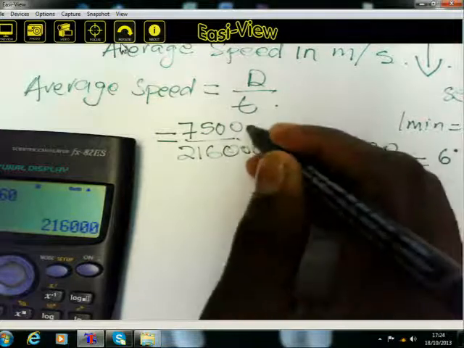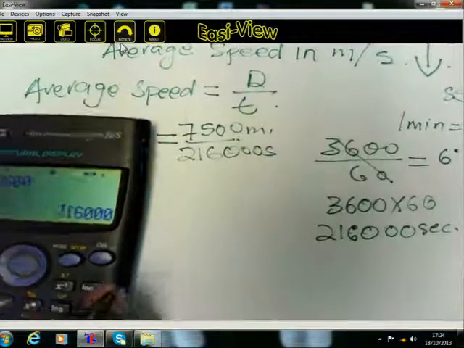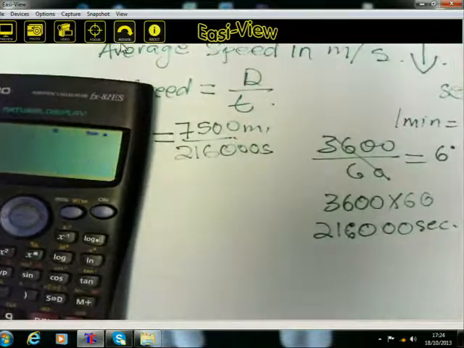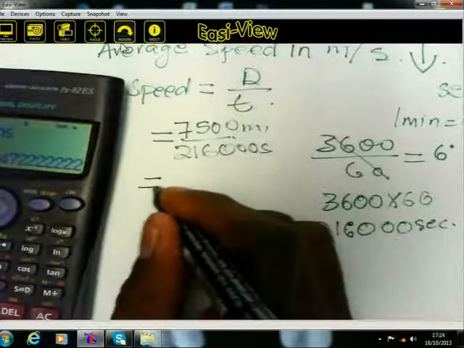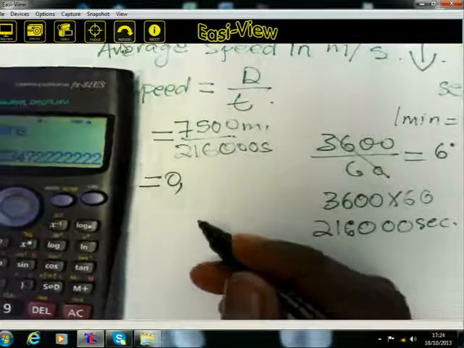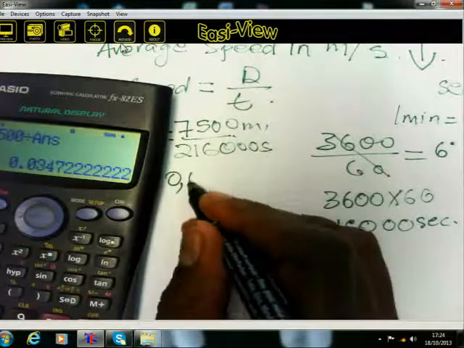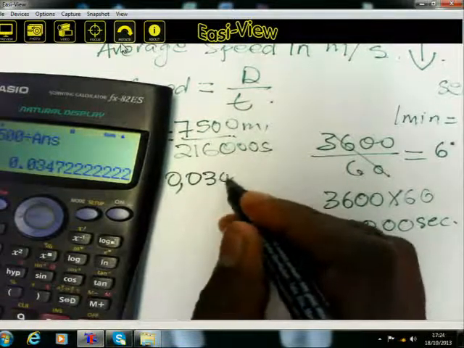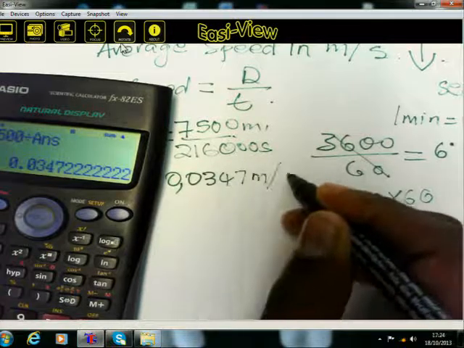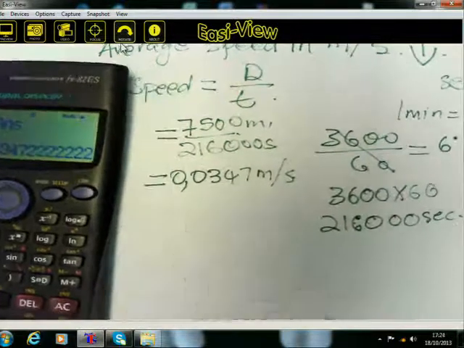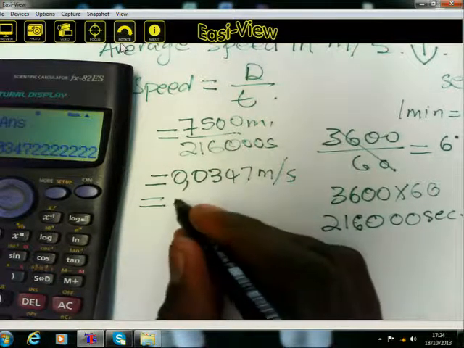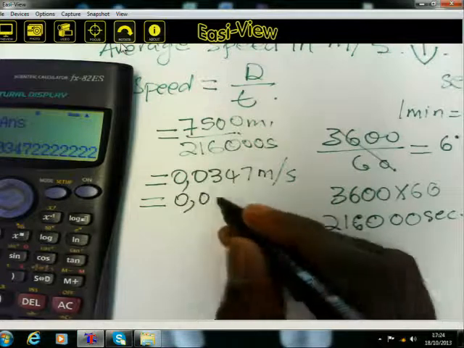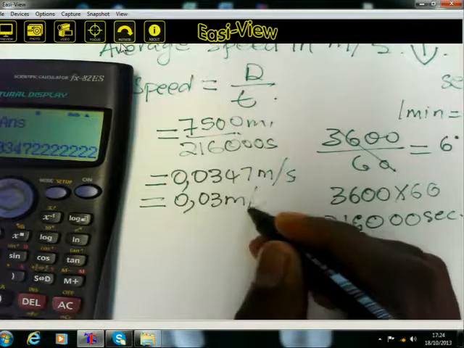Therefore, our speed is 7,500 divided by 216,000 seconds, which equals 0.0347 meters per second. But our instructions normally say we must convert our answer to 2 decimal places. It's 0.03 meters per second.